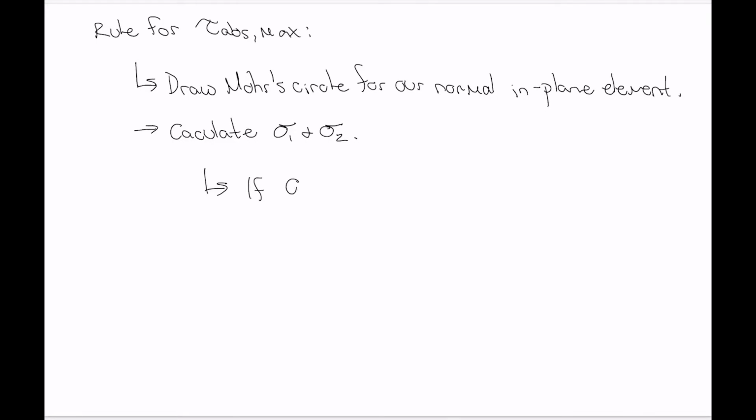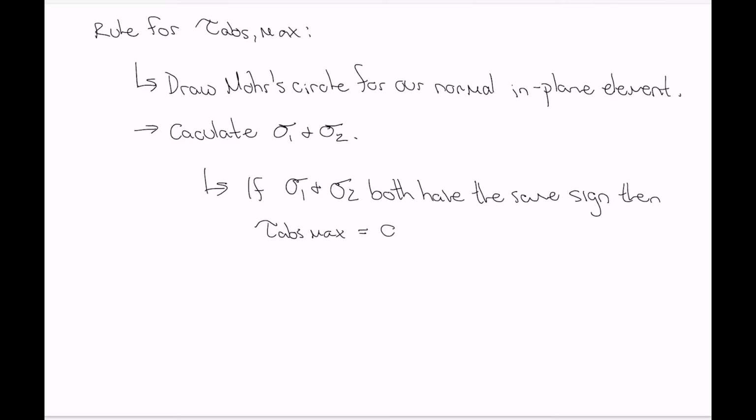If sigma 1 and sigma 2 both have the same sign, so if they're both positive or both negative, then tau abs max is equal to the first principal stress, or the larger of the two absolute values, divided by 2.